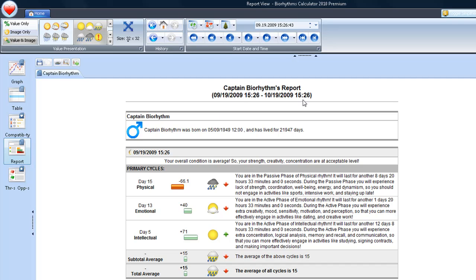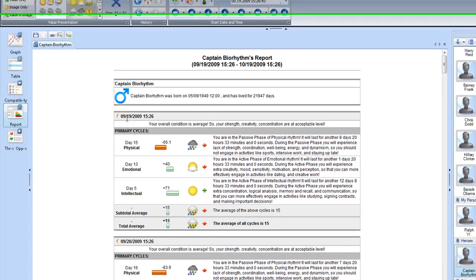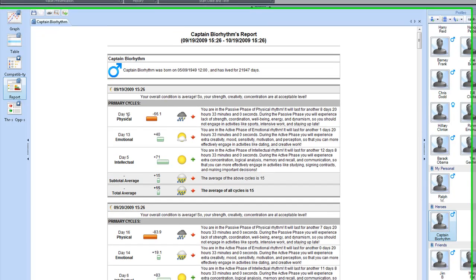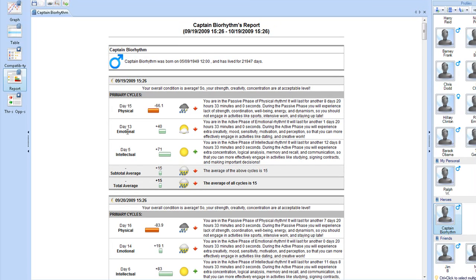This one is for 1 month, and it gives you a report on each day on what's going on with the person's cycles. And you can see up here what the moon is, and it gives you the time, and then it gives you what number you are in the physical cycle, the emotional cycle, the intellectual cycle. Shows you on a bar graph whether it's negative, whether it's positive with the green, and the bar graph is red if it's negative, it's green if it's positive, and it shows which direction that it's going.